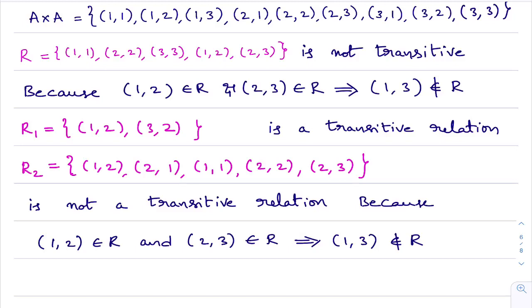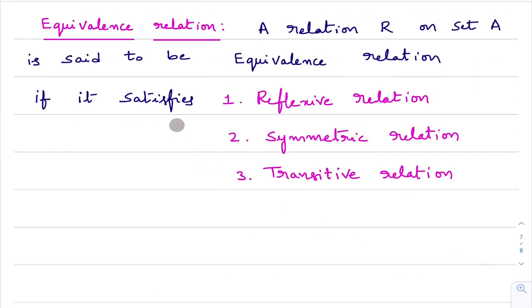Now we are going to learn one more definition, that is equivalence relation. What is an equivalence relation? A relation R on set A is said to be an equivalence relation if it satisfies three conditions. They will give one relation. You will check whether that relation is reflexive or not, symmetric or not, and transitive or not. If the given relation satisfies all three conditions, reflexive, symmetric, transitive, then we say that relation is an equivalence relation.